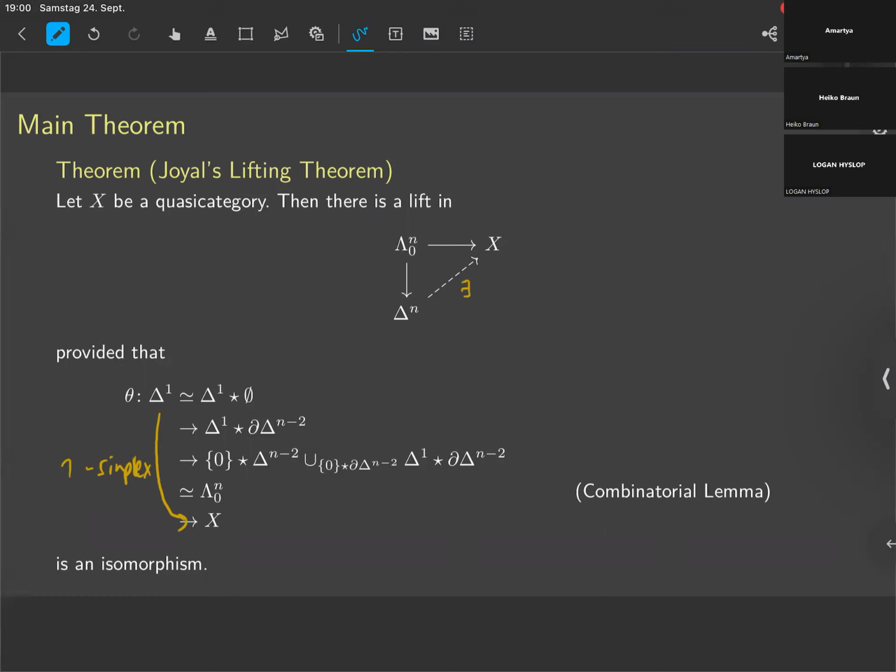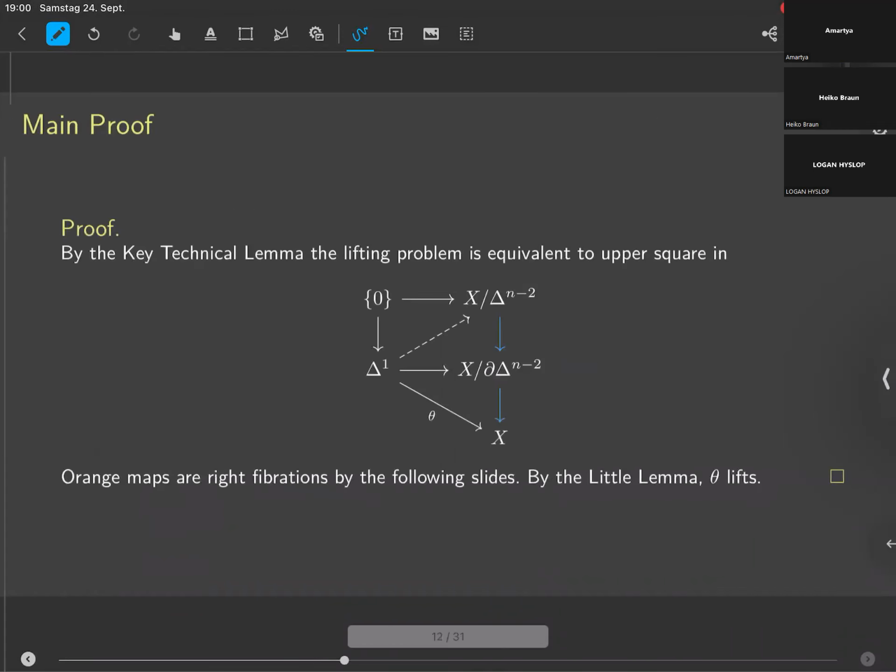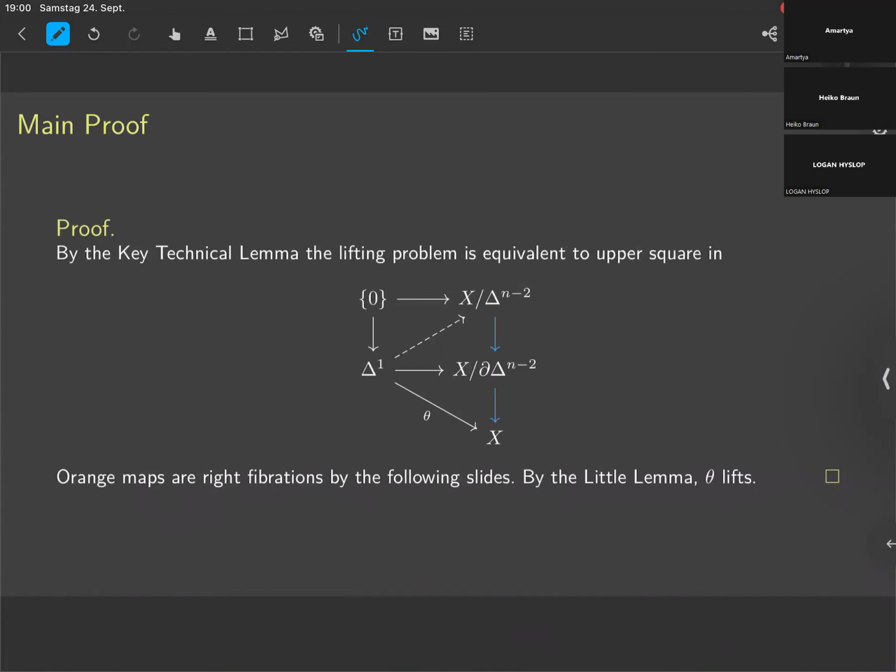Okay, and we will first prove the theorem and then see what the implications of it are. So let's go to the proof. The proof will work in the following way. We apply the key technical lemma a few times, and I will say in the next slides how exactly this is done.